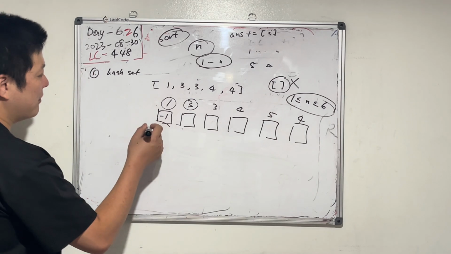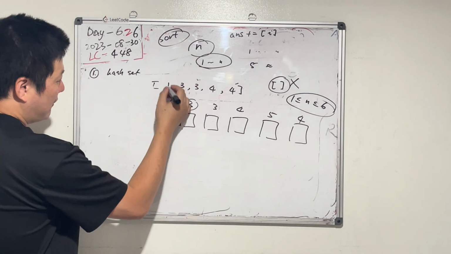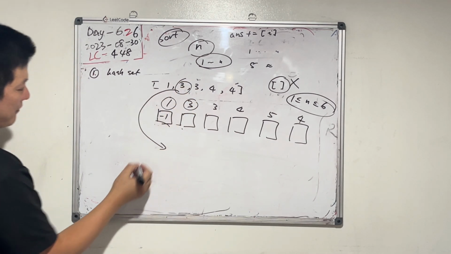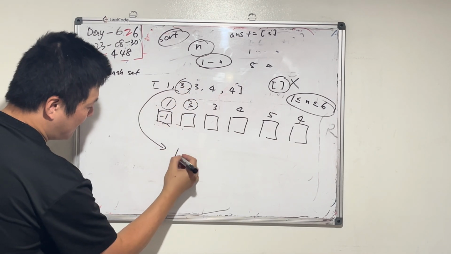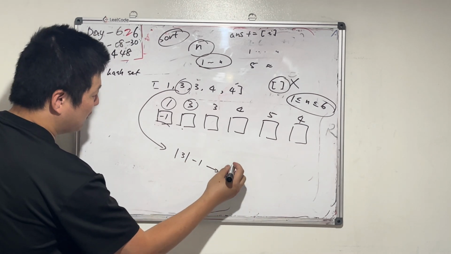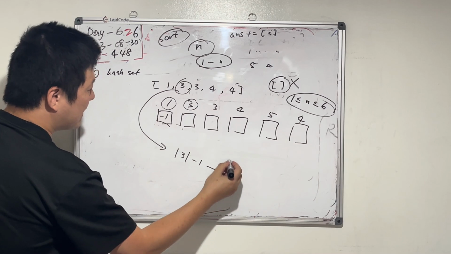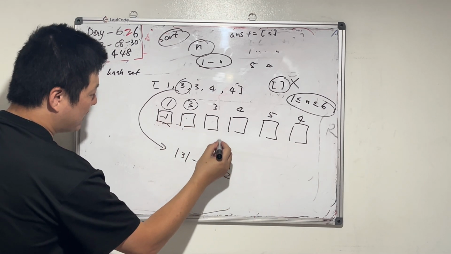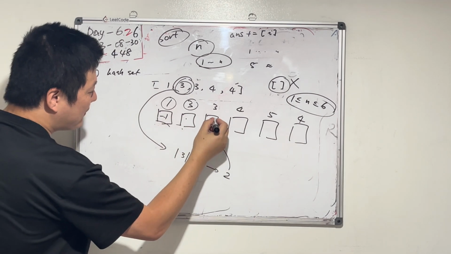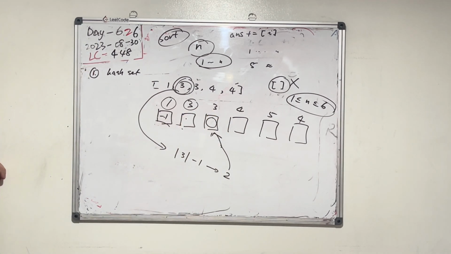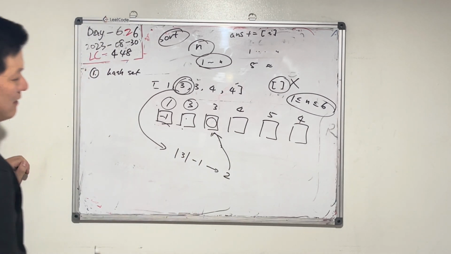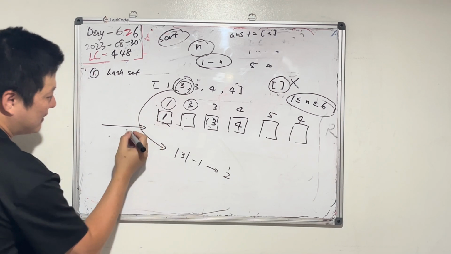We can go through this array and look at the value. For example, the value 3. Then the index is the absolute value of 3 minus 1, which is 2. So we check this position, 0, 1, 2, so it should be here. We use the value as the index. Then if this value is bigger than 0, we need to make it negative. Then the second pass, we go through this.